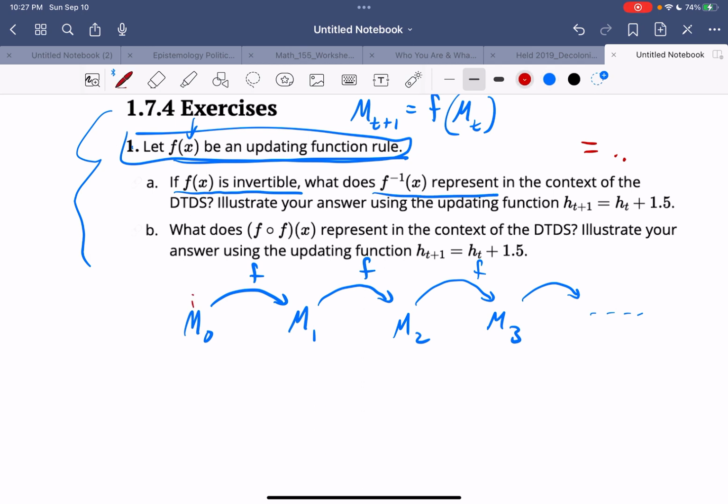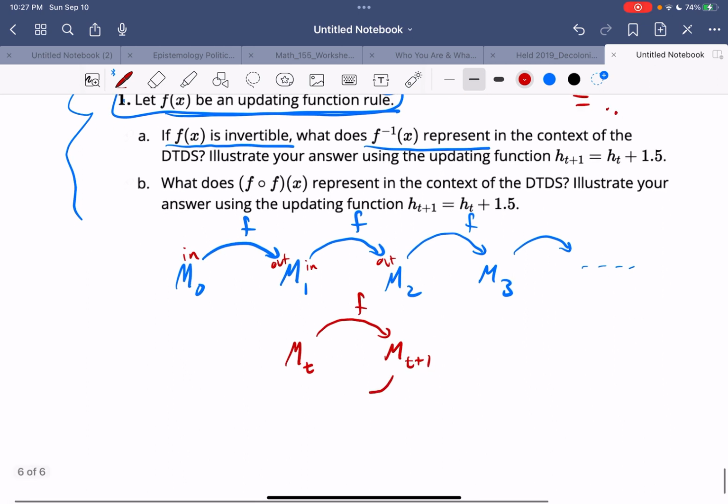Like, here's my input to f, and here's my output. And then it'll become an input and become an output, right? So conceptually, given the measurement at time t, f will tell you the measurement at time t plus 1. And remember, the one thing I harped on with inverses is that I just go the other way. This is f inverse. So f inverse tells you the previous measurement.